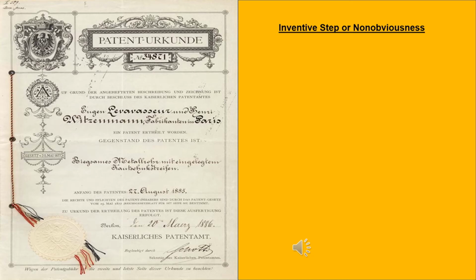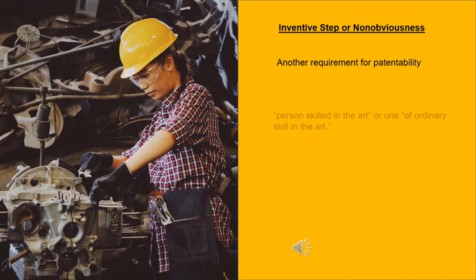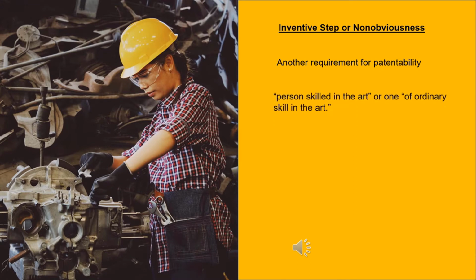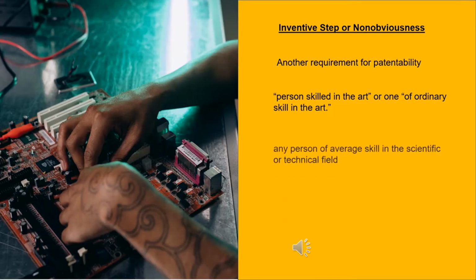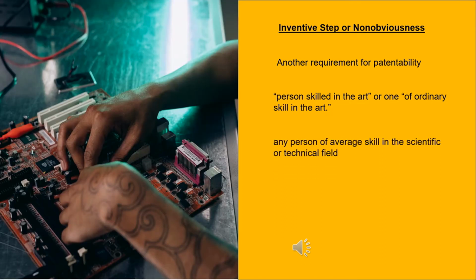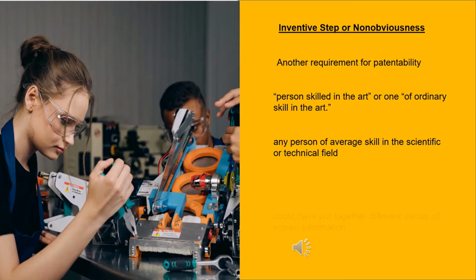Inventive step or non-obviousness in patent law. Another requirement for patentability is that the invention must have an inventive step or is non-obvious. An inventive step or non-obviousness means that an invention must not have been obvious to a person skilled in the art or one of ordinary skill in the art. It can be said obviousness means that if any person of average skill in the scientific or technical field of the invention could have put together different pieces of known information and arrive at the claimed invention, then that invention is not patentable.